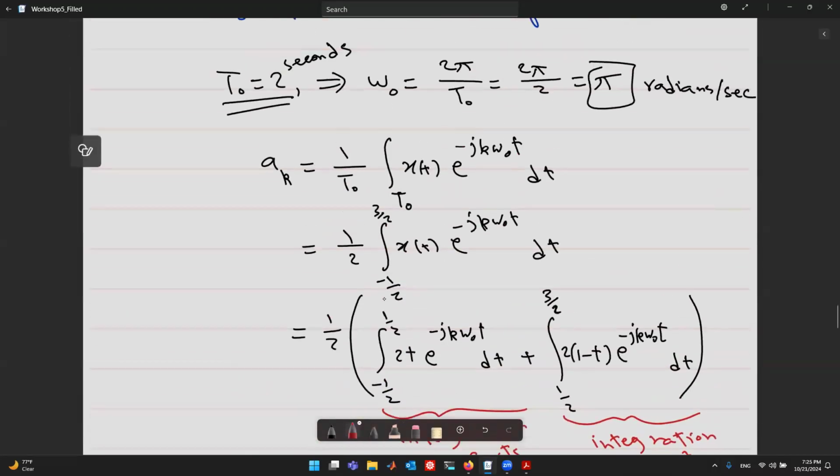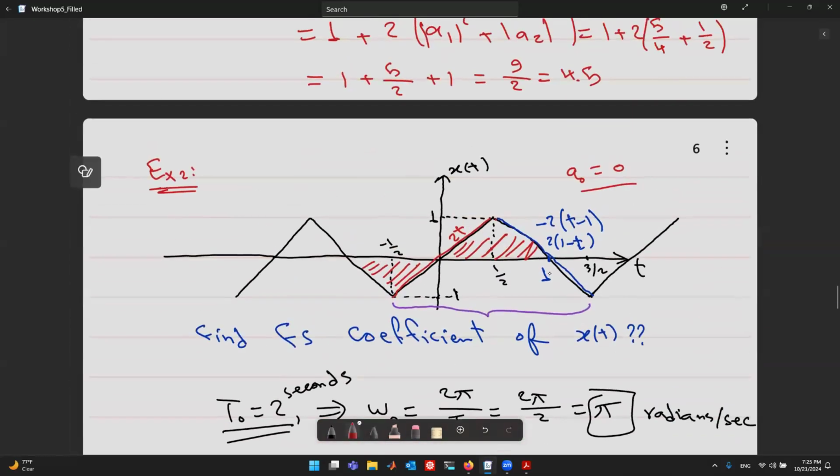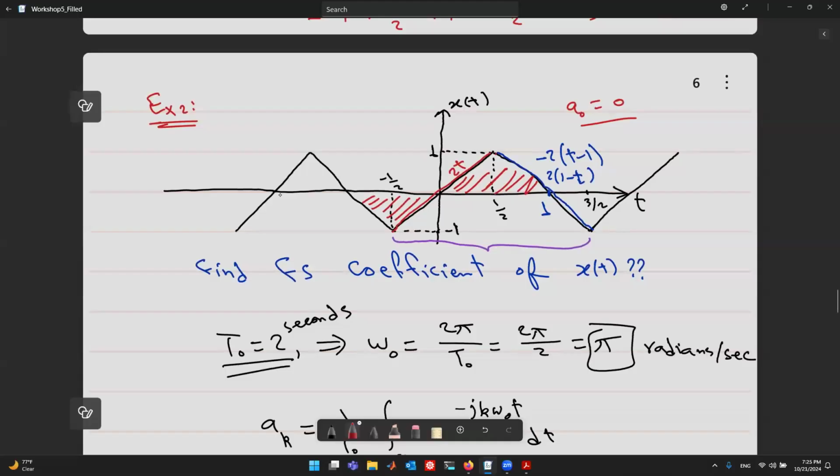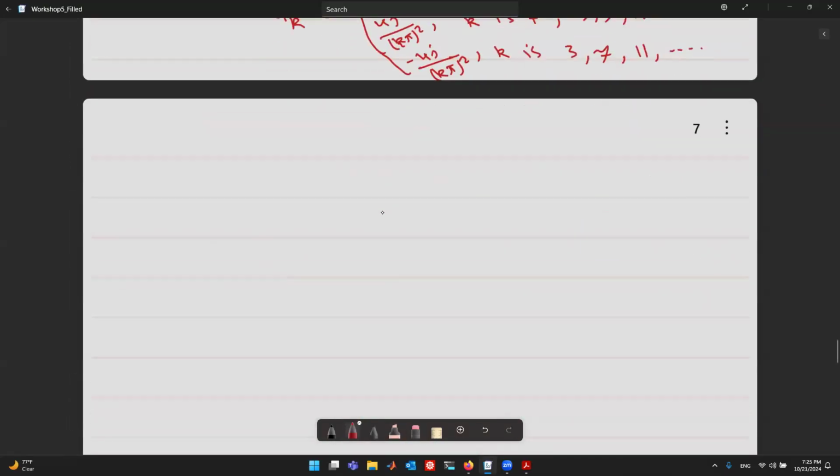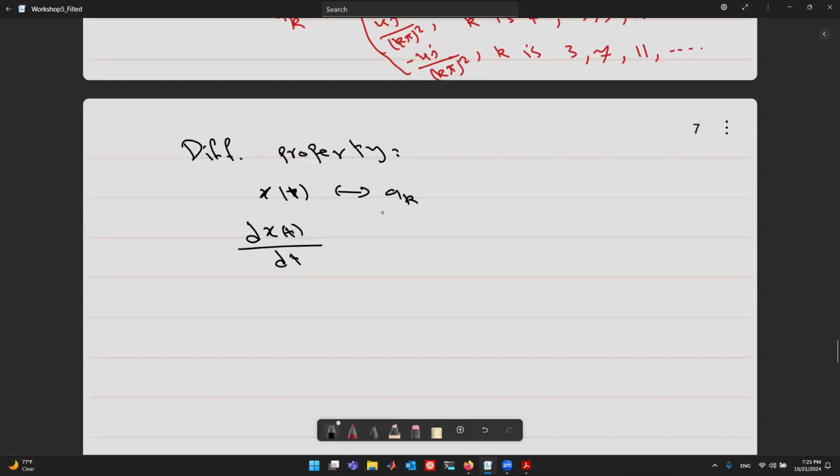This is the long way. I wouldn't say the hard way, but this is the long way to solve this. The easier way to do it is by using the differentiation property, which says that if you have xt with ak coefficients, then the derivative of xt will have a coefficient multiplied by jk omega naught. We just multiply that coefficient by jk omega naught.